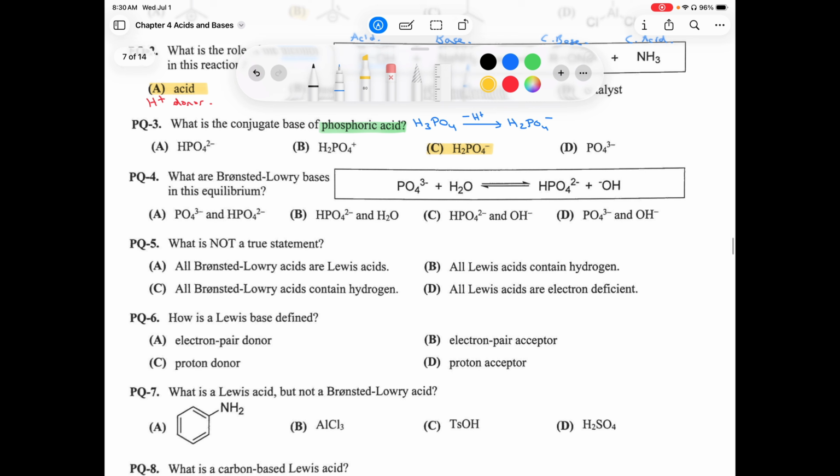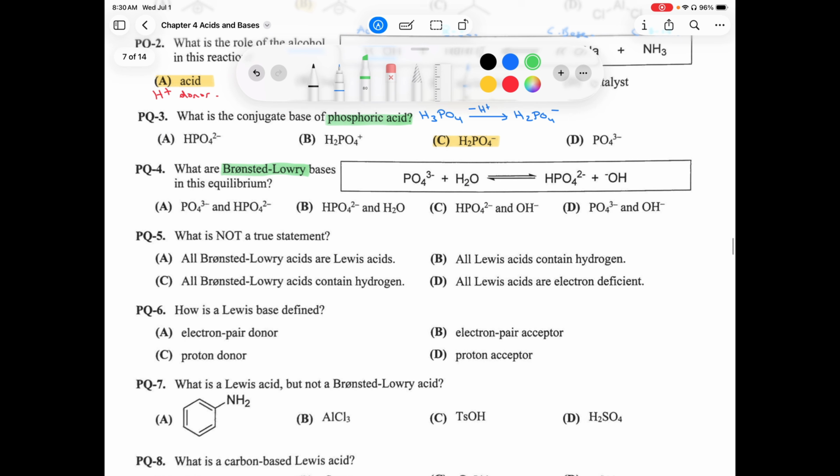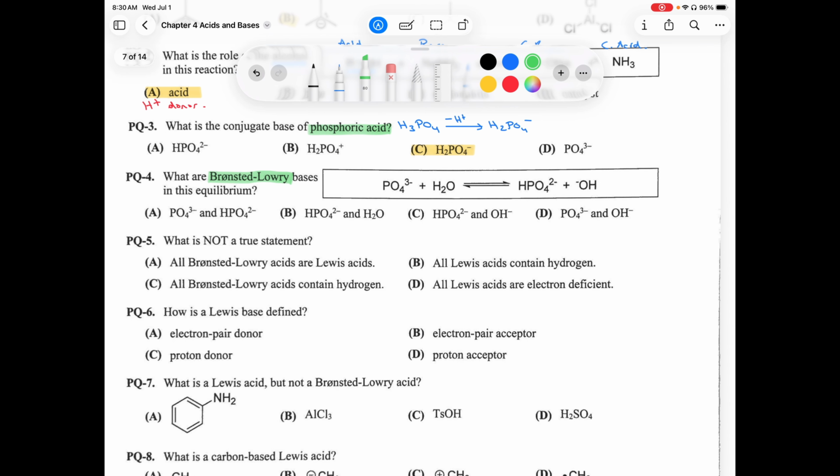Number 4, what are the Bronsted-Lowry bases in this equilibrium? So like I said previously, you need to be able to recognize an acid, a base, a conjugate acid, and a conjugate base. So going back to the idea of Bronsted-Lowry, remember a Bronsted-Lowry acid is a proton donor. A Bronsted-Lowry base is a proton acceptor. And we can see here that the water is donating a proton, right? We have water and we have hydroxide, its conjugate base. Therefore, the water is acting as the acid, which must mean that the phosphate ion is the base, right? And you can see the phosphate ion accepted a proton. So that's our base, that's our acid.